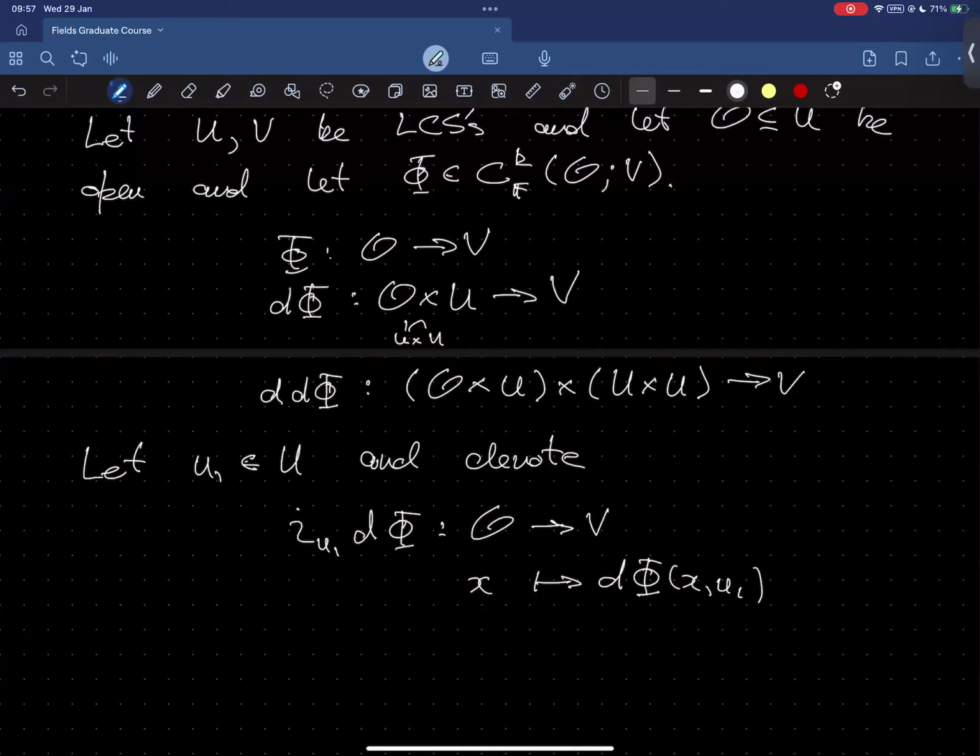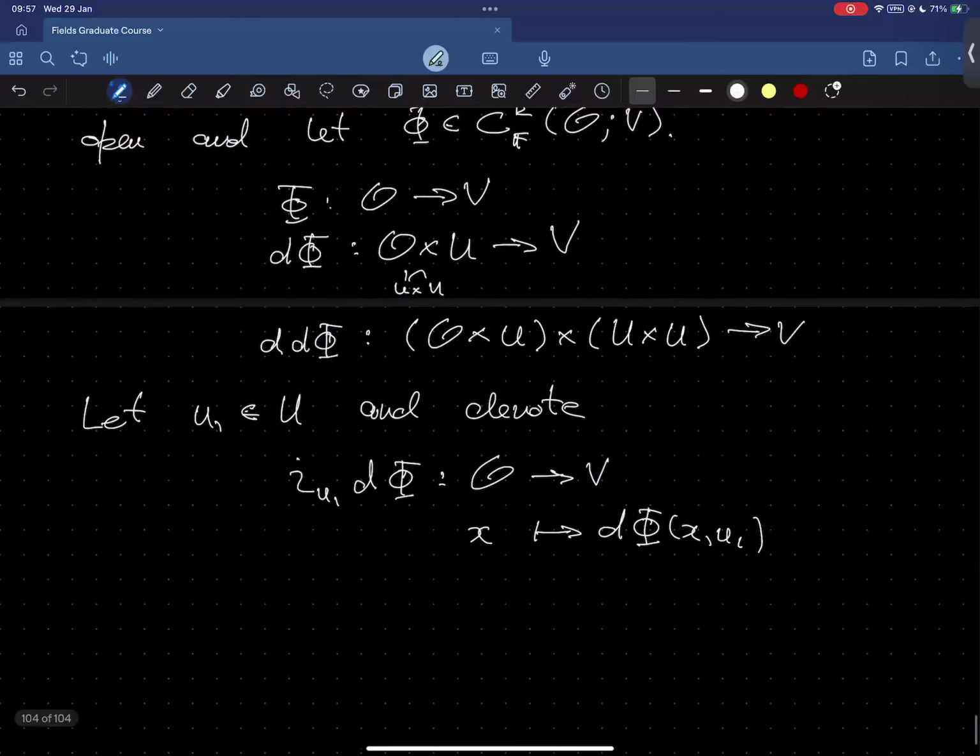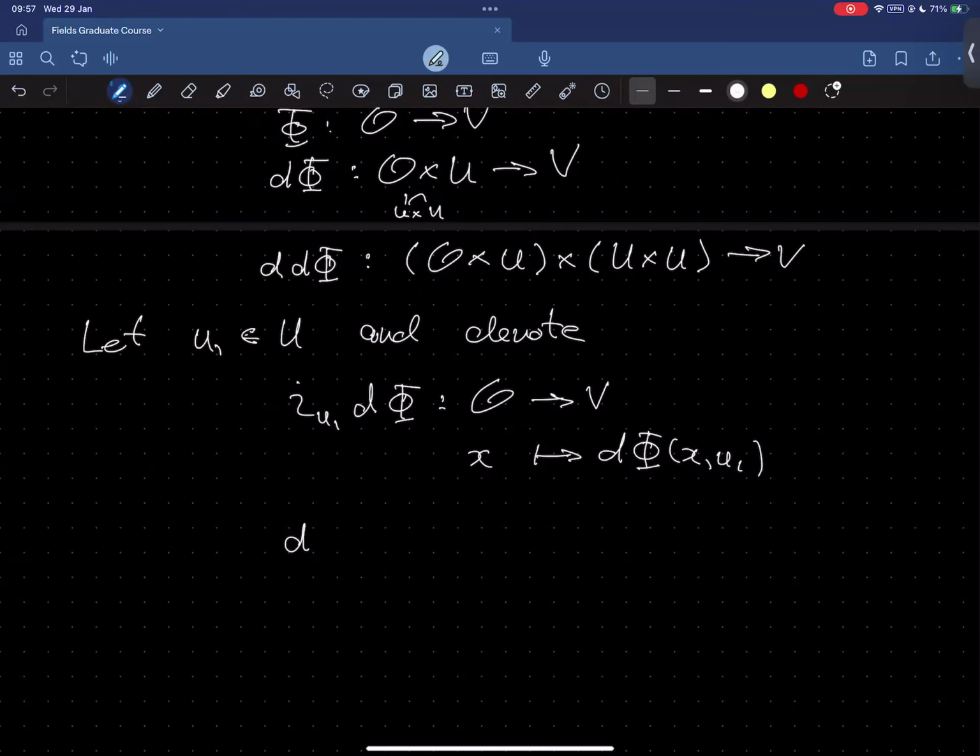All right, so now I can differentiate this thing in the usual way. I can take d of this, because this is now just a mapping from O into V, like phi was initially. So this is going to now be a mapping from O cross U into V again. It's just that this mapping carries u1 along as a parameter.